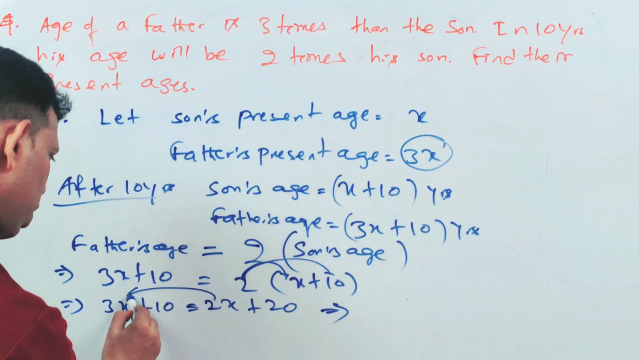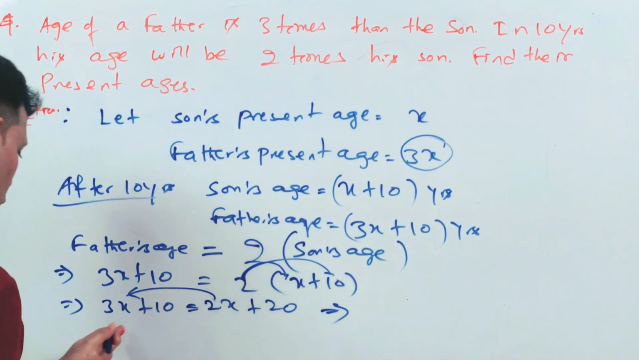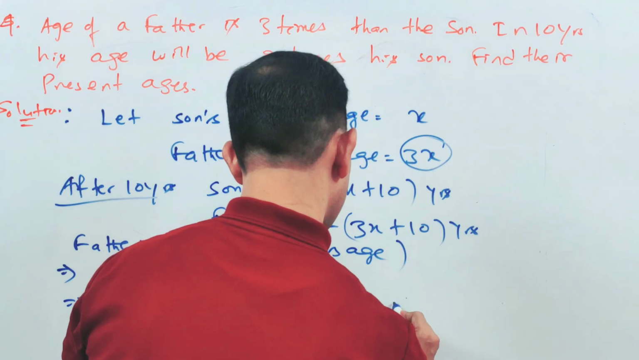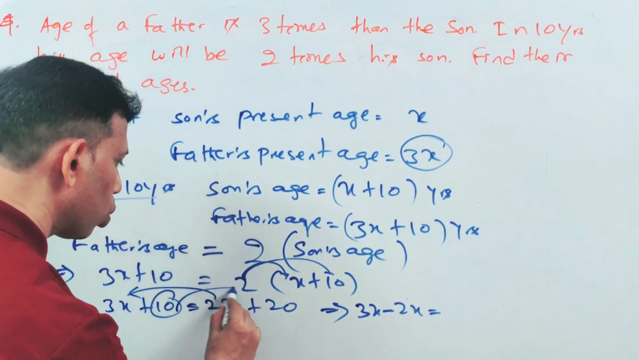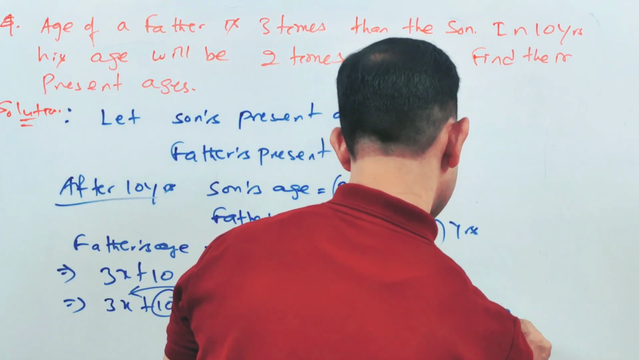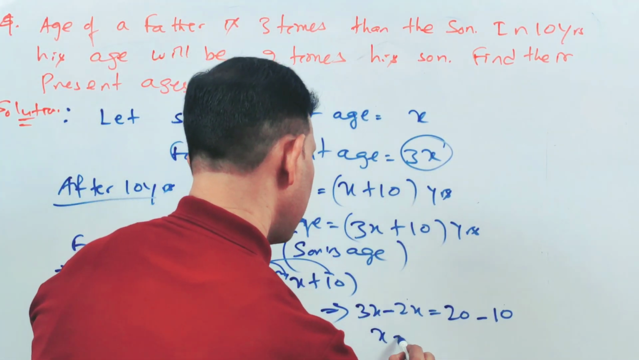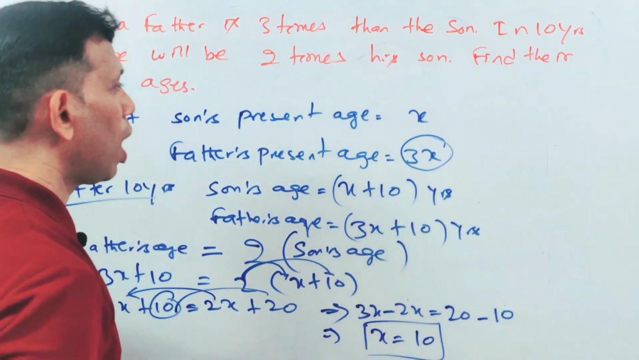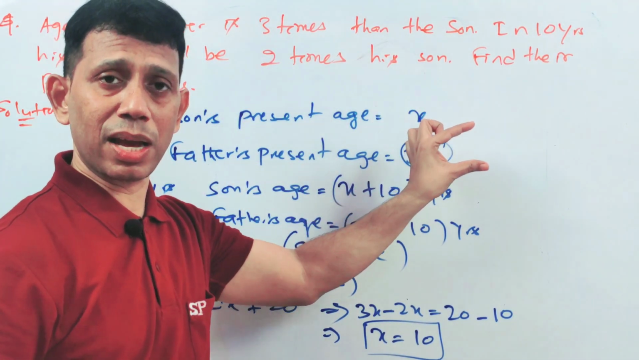So let us take 2x to the left side. 2x is a positive sign here. If we come to the left hand side, it will be a negative sign. So 3x minus 2x is equal to, this 10 is added here. If we go to that side, it will be subtracted. So 20 is already there, minus 10 implies that. So 3x minus 2x is x is equal to 20 minus 10, how much? 10. So now the x value you have got means the son's present age is x.